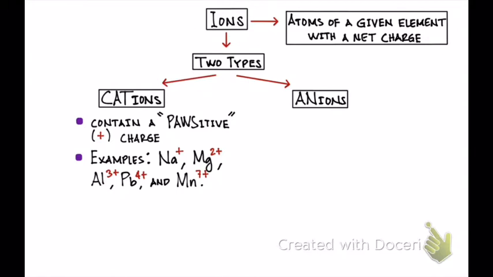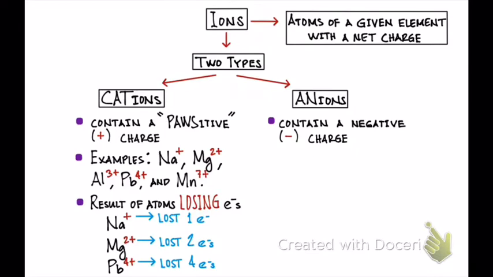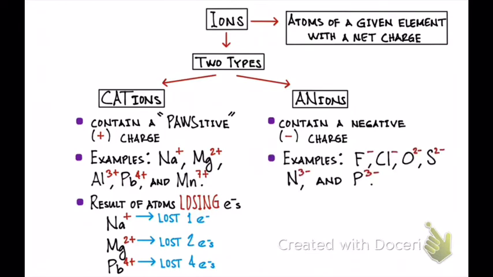So cations are the result of atoms losing electrons. And so when you look at some examples here, Na+ means that sodium has lost one electron, Mg2+ has lost 2 electrons, and Pb4+ has lost 4 electrons. Okay, so overall they would have a net positive charge. Anions, on the other hand, are the opposite of cations. They are negatively charged ions. And here are some examples. We have fluoride ion, chloride, oxide, sulfide, nitride, and phosphide ions. So they all have a net negative charge.